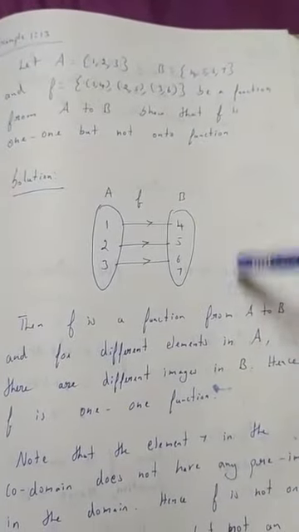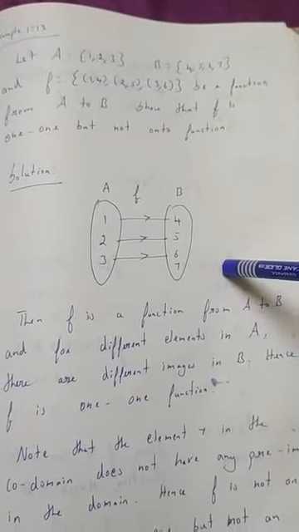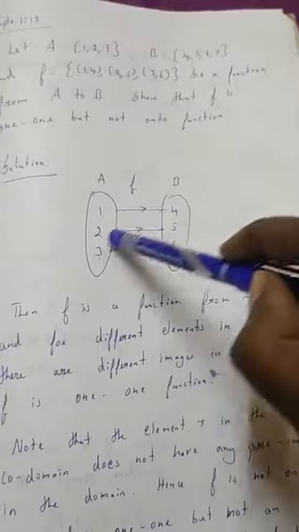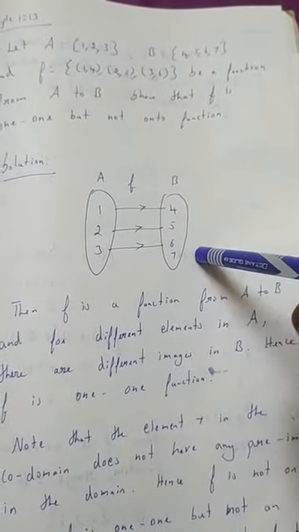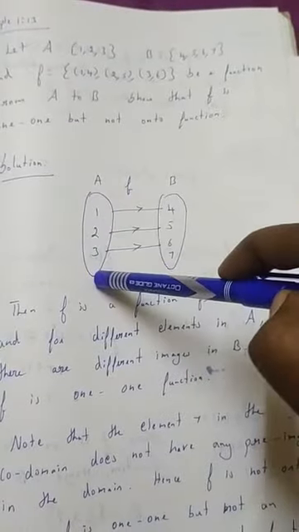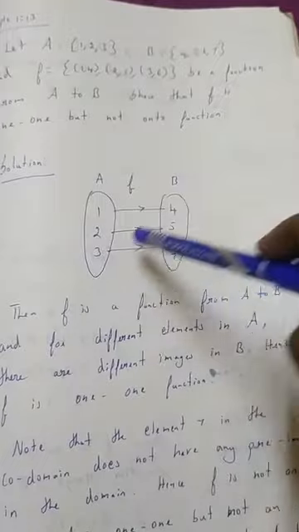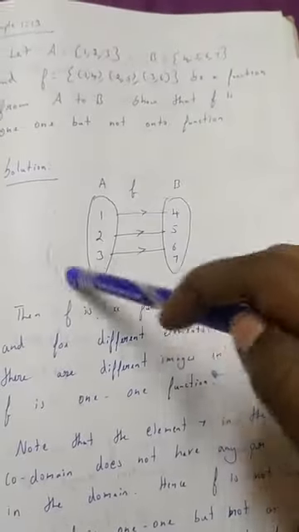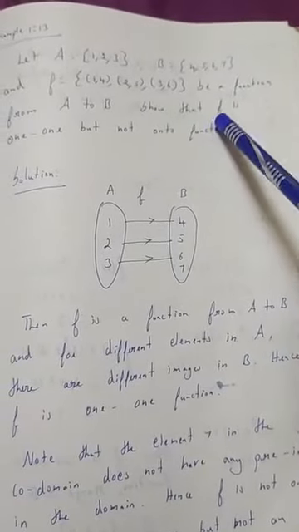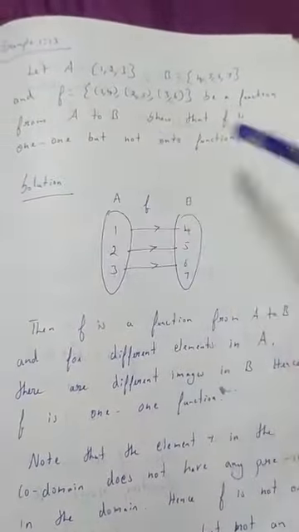First of all, we have to find whether it is a function or not. For that, we have two conditions, right? What are those conditions? All the elements in the domain must have an image. Yes, 1 has an image, 2 has an image, 3 has an image. Second condition is all the elements in the domain have only one image. Yes, 1 has only one image, 2 has only one image, 3 has only one image. Therefore, it is a function, right? It is already given in the question anyway.